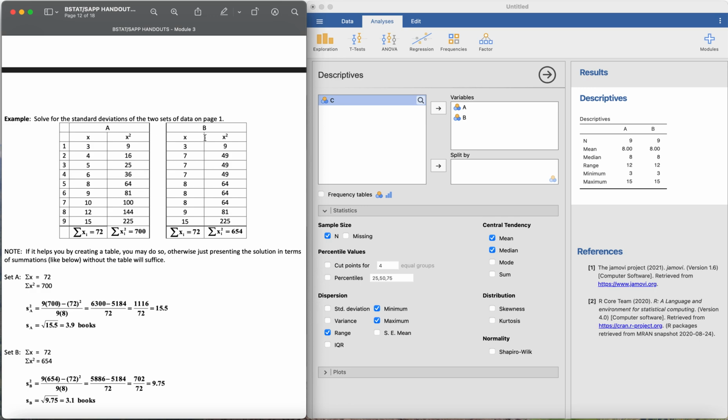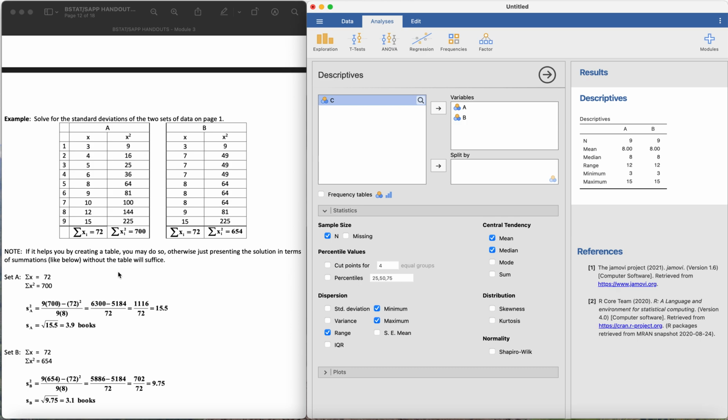So we have here the A and the B, which are all given on page 1. Again, these are bottles, not books. Sorry. So you may use or create a table. You can have a lot of steps of doing so. But again, we have this Jamovi thing.